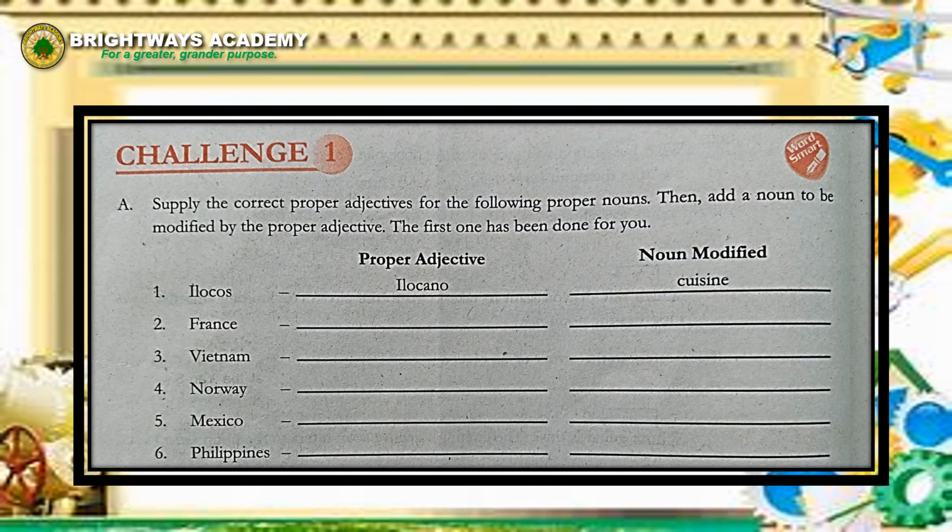Okay, for your activity, this is what we're going to do. Supply the correct proper adjectives for the following proper nouns. Then, add a noun to be modified by the proper adjective. The first one has been done for you. Okay, number one is already answered. For example, Ilocos. The proper adjective is Ilocano. Then, the noun modified is cuisine. So, you can start on number 2 until number 6.